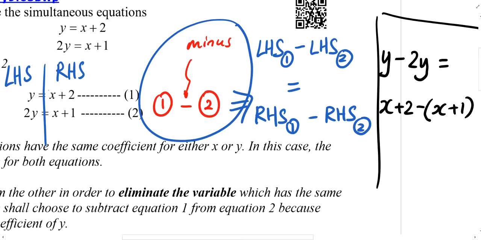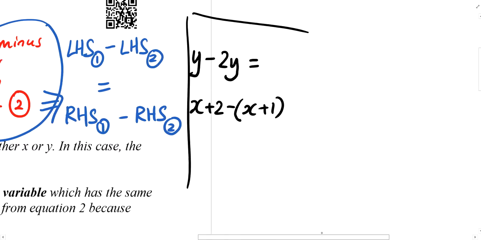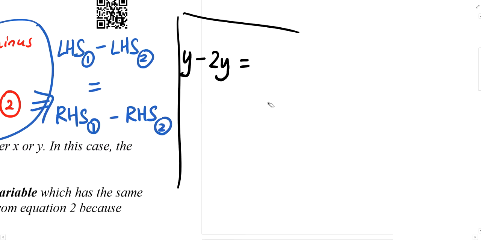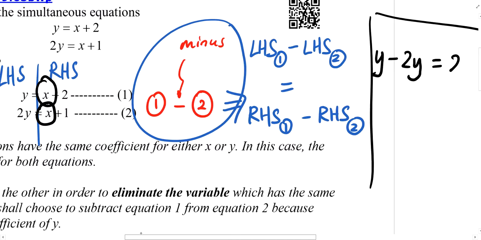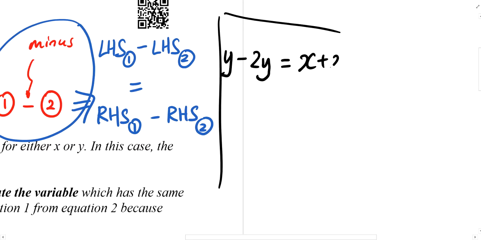In equation 1, I've got an x over here. Equation 2, I've got x. When I subtract, it will disappear. So I end up with one equation with one unknown, so I can solve. Let me continue. I will put it up here. What is this? x plus 2 minus x plus 1. So this is my equation.